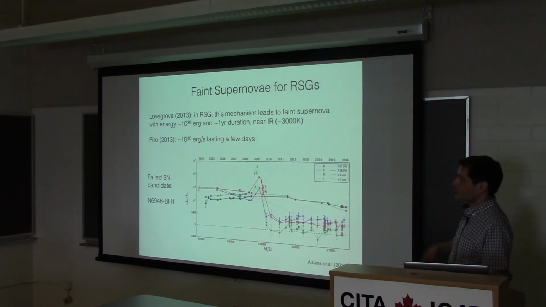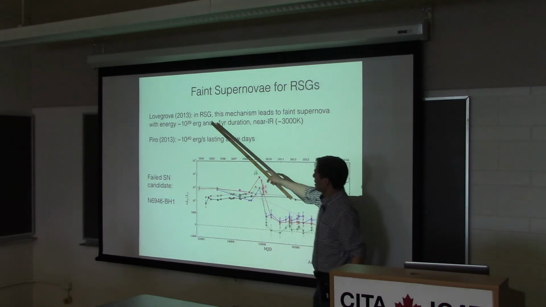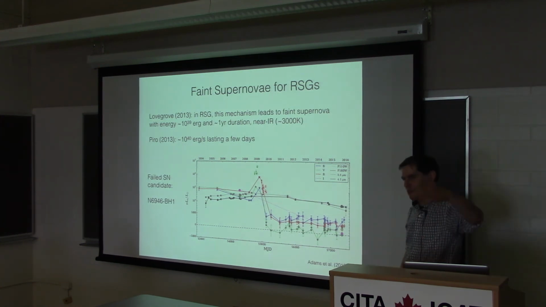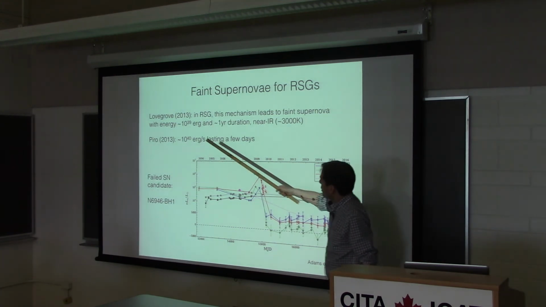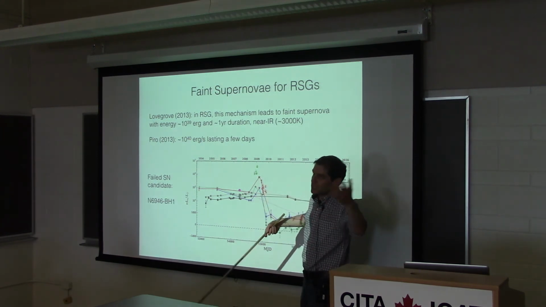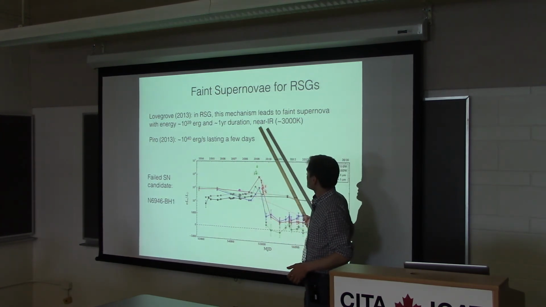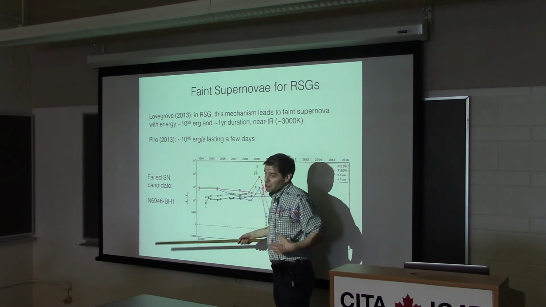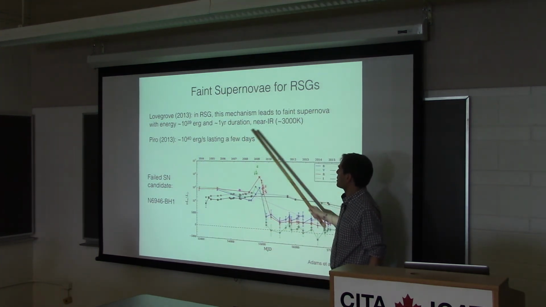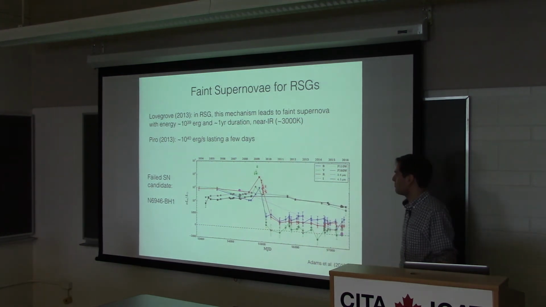Now, this mechanism has been shown to work with simulations in the case of a red supergiant, a very extended star. It's the easiest case because the envelope of a red supergiant is very loosely bound, so any energy you inject is going to eject some mass. By Lovegrove and Woosley, I forgot to put Stan Woosley here, they found that this ejects a shell of a few solar masses with an energy of about 10 to the 39 ergs, leading to a transient that lasts about 1 year and peaks in the infrared, at 3,000 Kelvin.